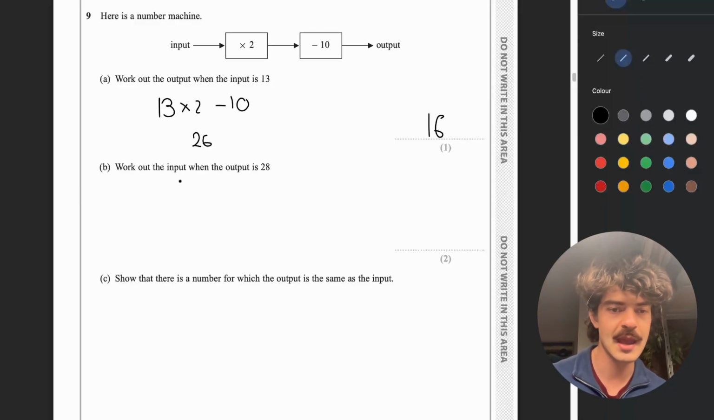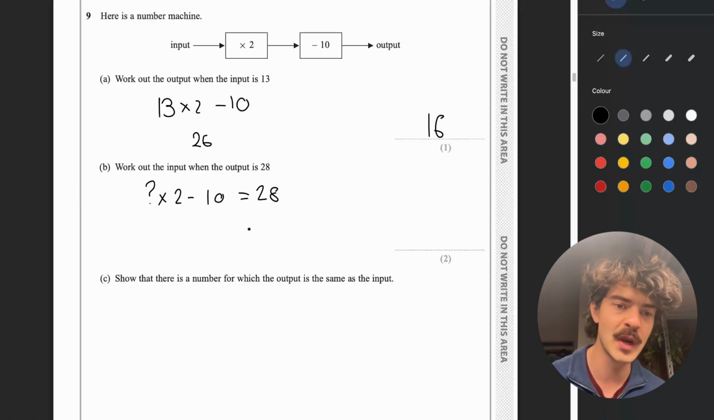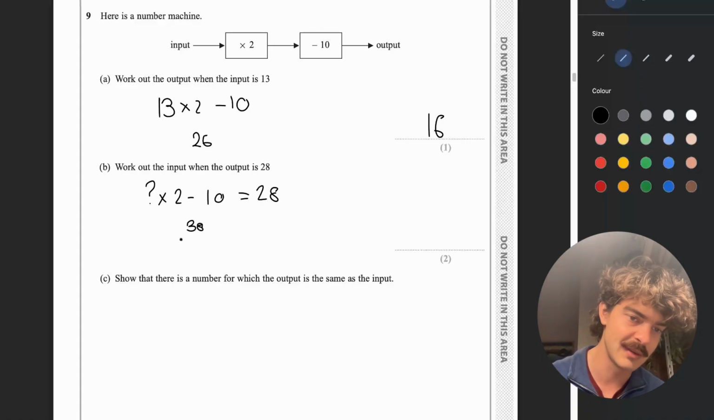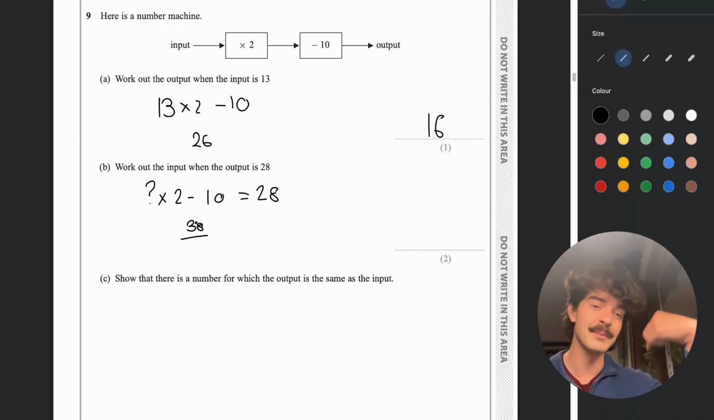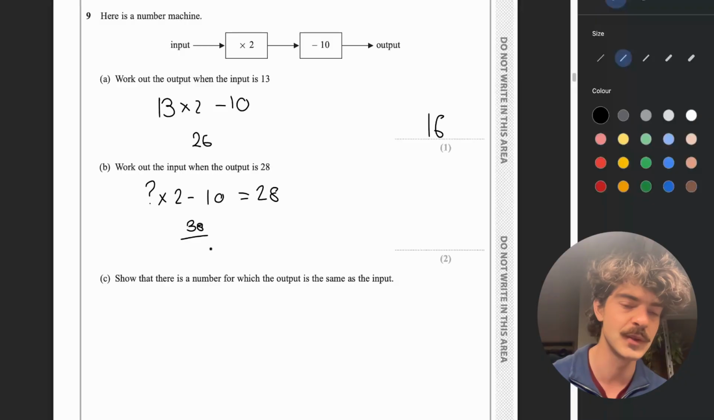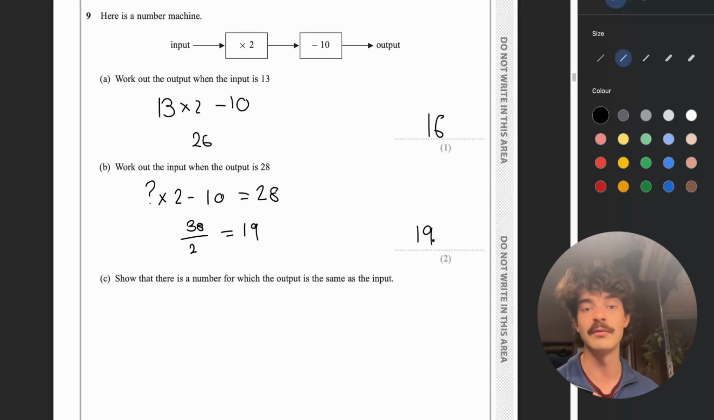And so Lily here, work out the input when the output is 28. So we have some question mark multiplied by 2, taken away 10, equals 28. Think about it, we're working backwards through the machine. So if we took away 10 last, we add 10 to work out what's going on at this point. 38 is a placeholder. And then if we multiplied our number by 2, well, to get back to that original number, we're going to have to divide by 2. So 38 divided by 2, that's going to give us 19. So 19 here. And we could double check. We could run that back through the machine and see if it gives us 28.